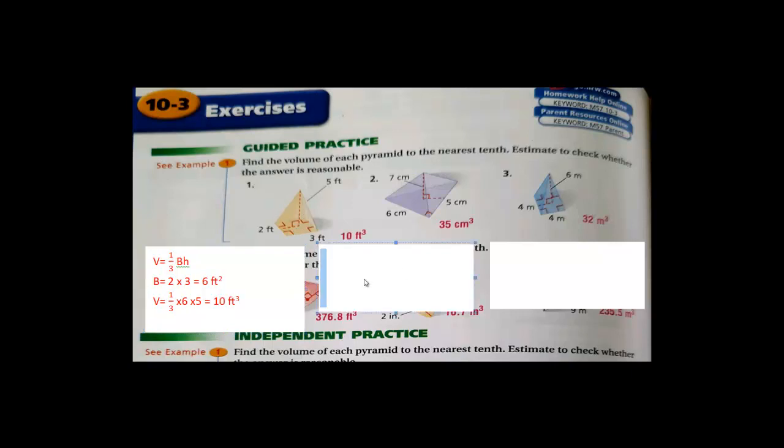Okay, let's see the second one. Question number 2. The volume equals 1/3 area of base multiplied by the height of the pyramid. So what is the base here? The base here is a triangle, and it's a right triangle. So the area of the base will be the area of a triangle. What is the area of the triangle? Half base multiplied by height.